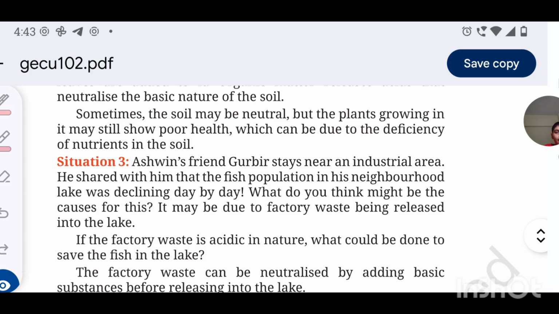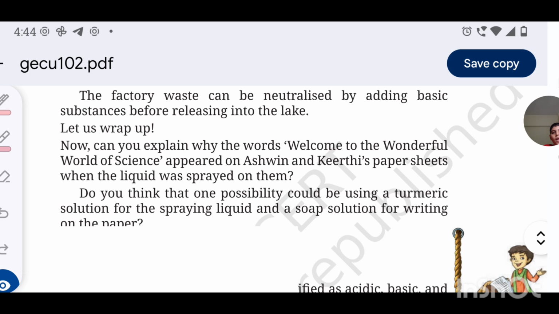Okay, situation 4 now. Ashwin's friend Gunbir stays near an industrial area. He shared with him that the fish population in his neighborhood lake was declining day by day. What might be the reason for this? It may be due to the factory waste being released into the lake. If the factory waste is acidic in nature, what should be done to save the fishes in the lake? The factory waste can be neutralized by adding basic substances before releasing it into the lake.